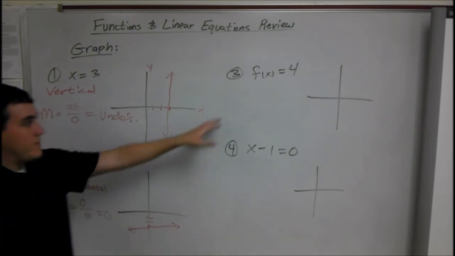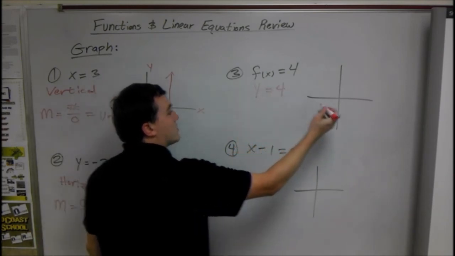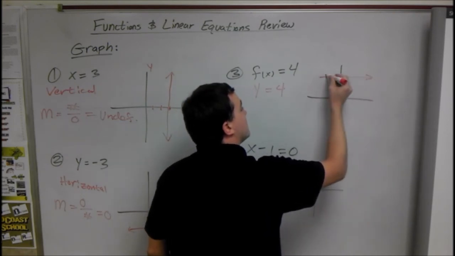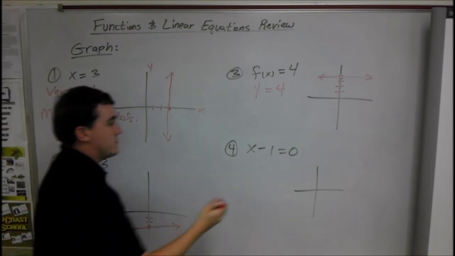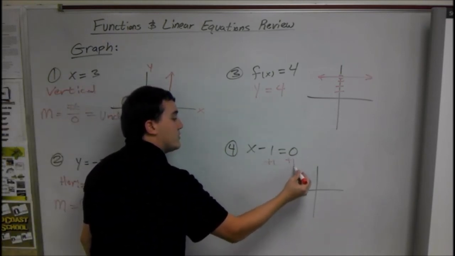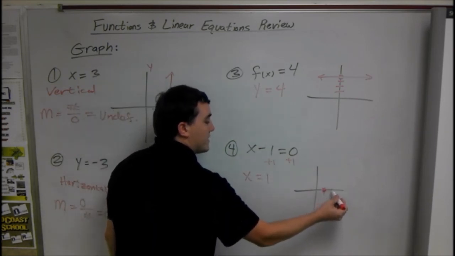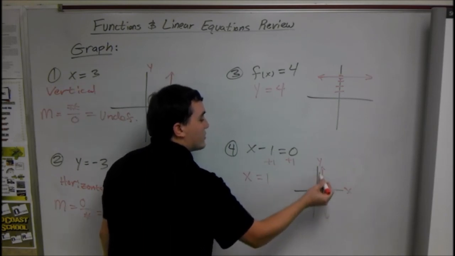Alright, so f of x we know is the same as y, so for number 3 we have y equals 4. So go to y equals 4 on the y-axis, and a horizontal line is the graph. And the last one, it doesn't exactly give us a proper equation. We have to solve for x first. So add 1 to both sides, x equals 1. Plot a point at 1 on the x-axis, and draw a vertical line.